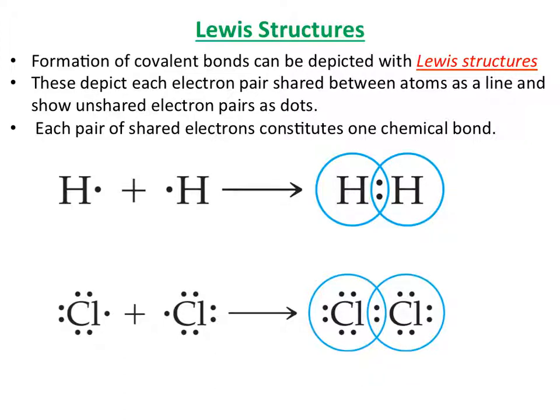For something like H2, we could just draw this as H bonded to H, where this line shows that there are two electrons being shared. Same thing with chlorine, we could show those chlorines. We could then also draw the remaining electrons around each of those chlorine atoms.